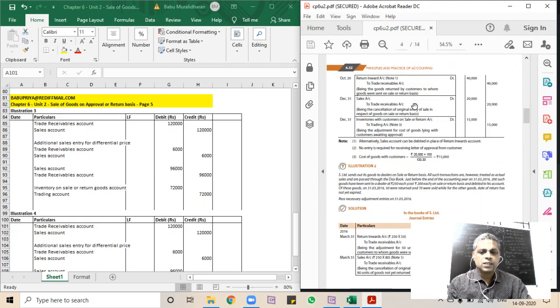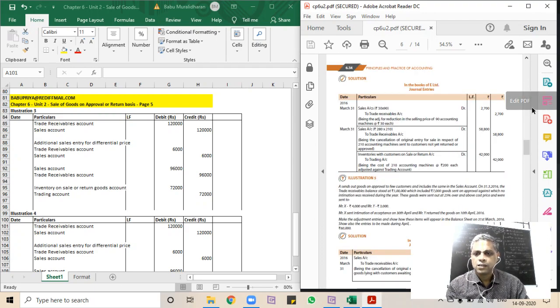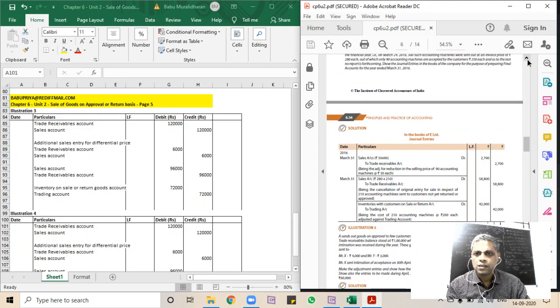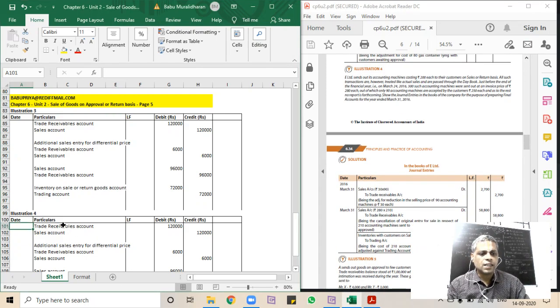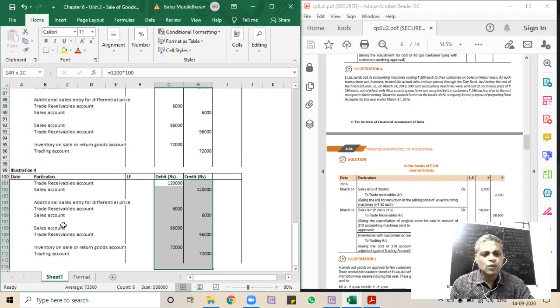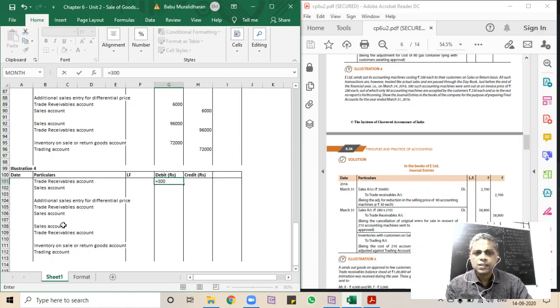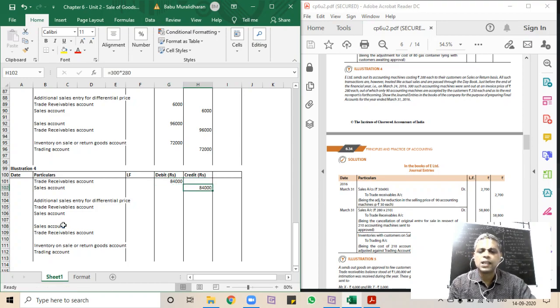Now, the first entry is trade receivables to sales account. First entry, this remains same, trade receivable to sales. We don't have to process this entry, but just for academic interest I'm processing this entry. Trade receivables is equal to 300 machines into 280 rupees. This is the first entry. Normal sales, trade receivable to sales.